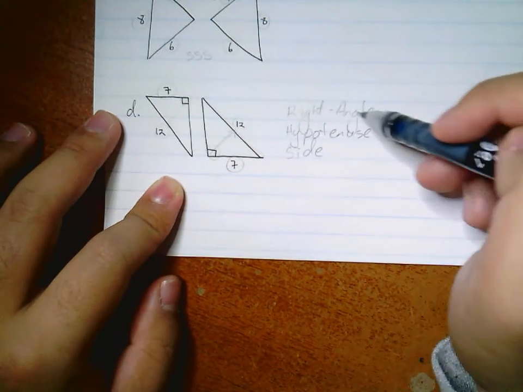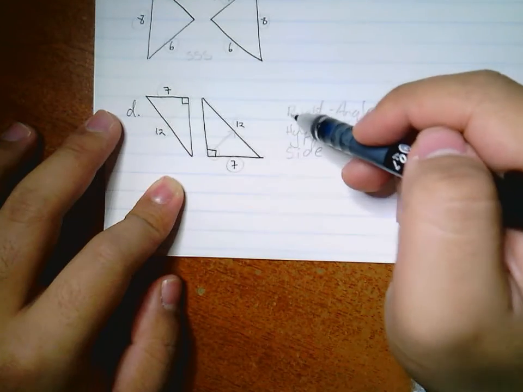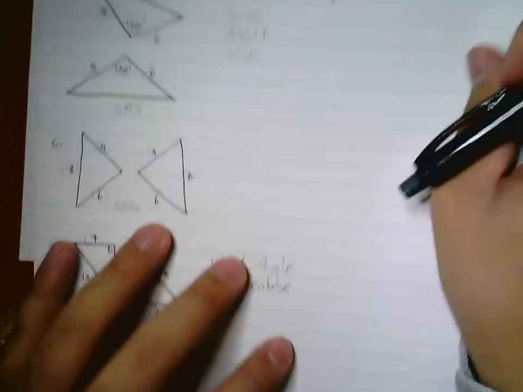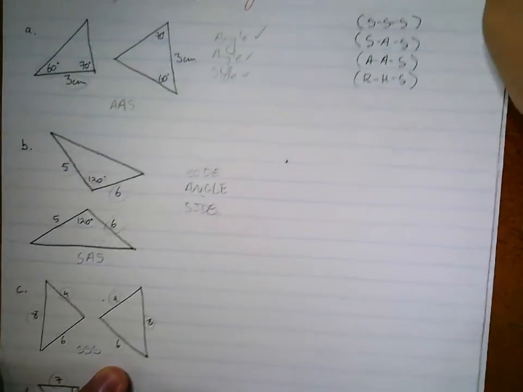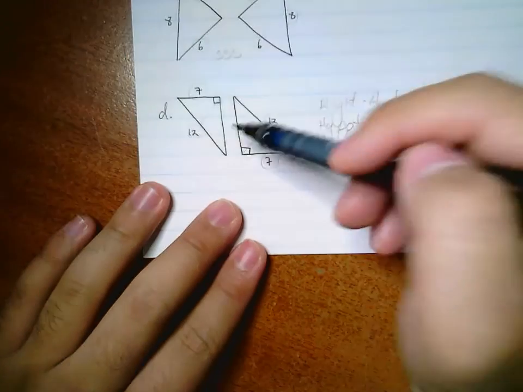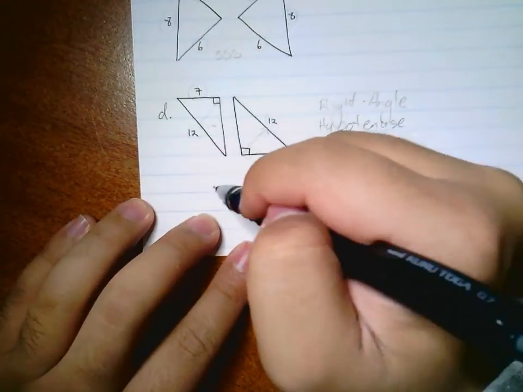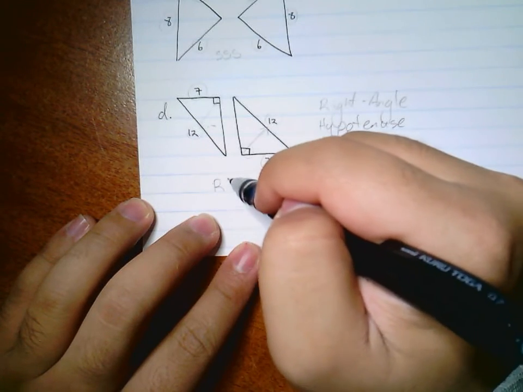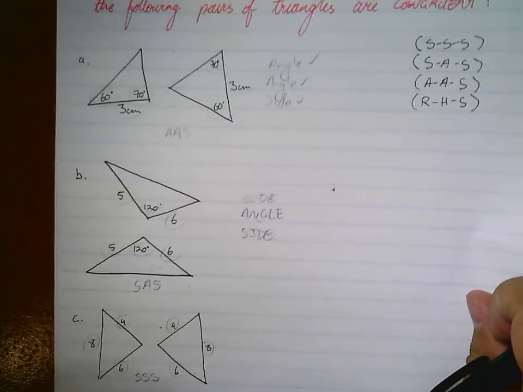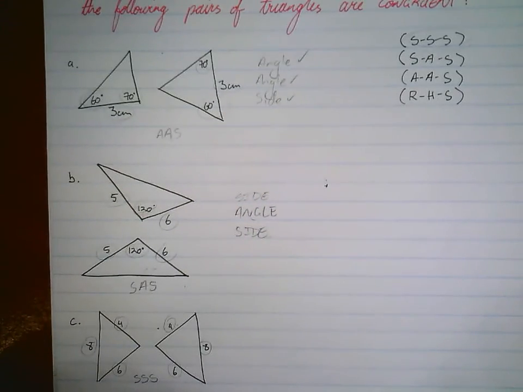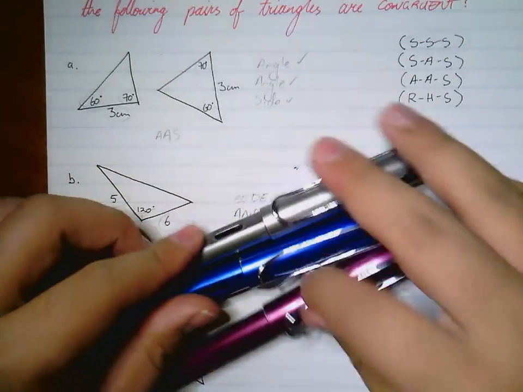Right angle, hypotenuse, side, RHS. That is indeed one of the tests that we have. So we can prove that these two triangles are congruent because of right angle, hypotenuse, side, RHS. This concludes the video of examples of congruency tests. Best of luck.